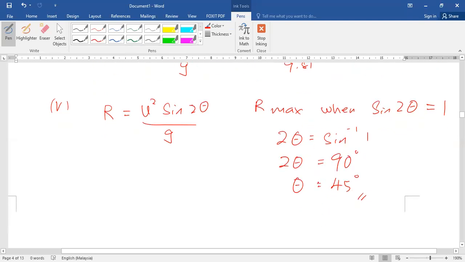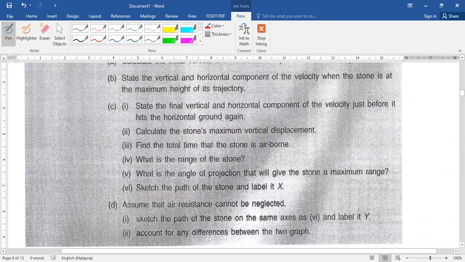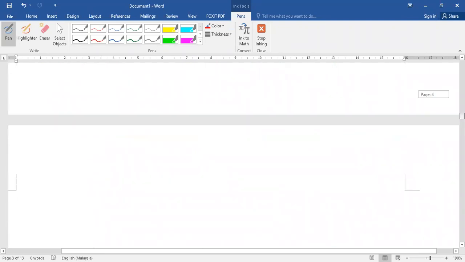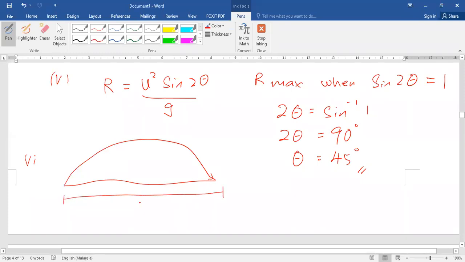Okay, question number 6. Sketch the path of the stone and label it X. That means we sketch a graph. When it is moving like this, and this will be the range. This is the distance. This is the X.